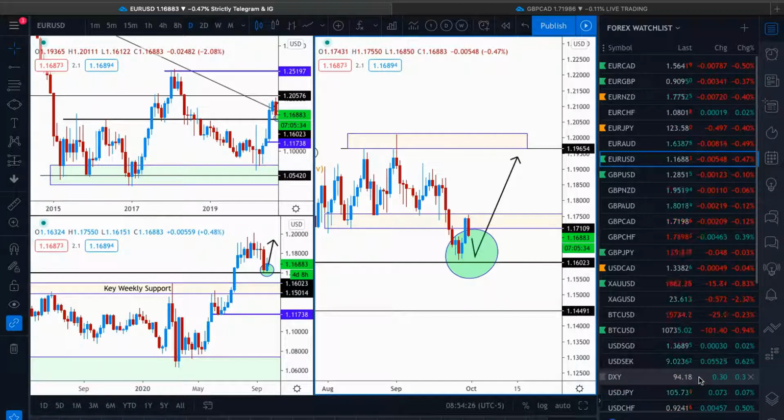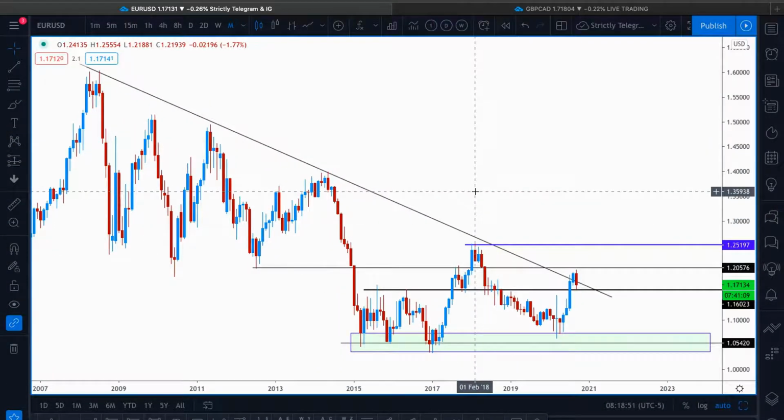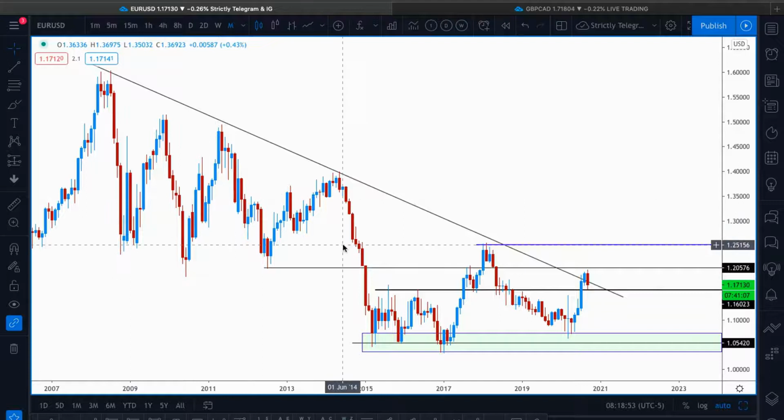Alright, so let's get started with this analysis. Now here we're looking at a clear downtrend in the market, and we have seen price holding firm to this downtrend line time and time again.